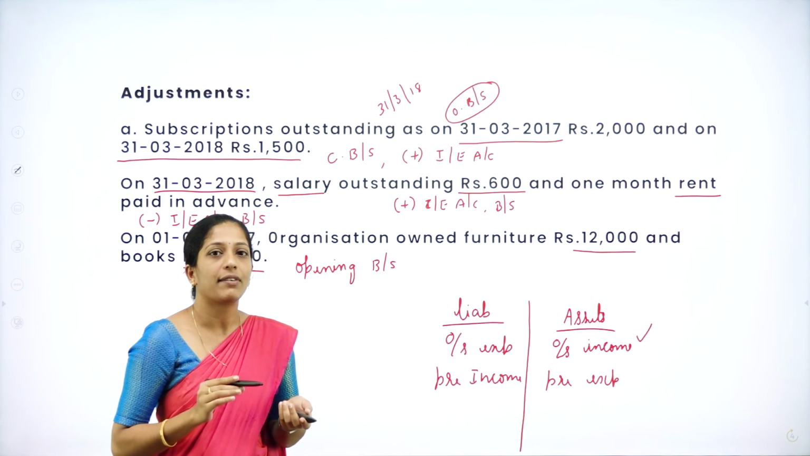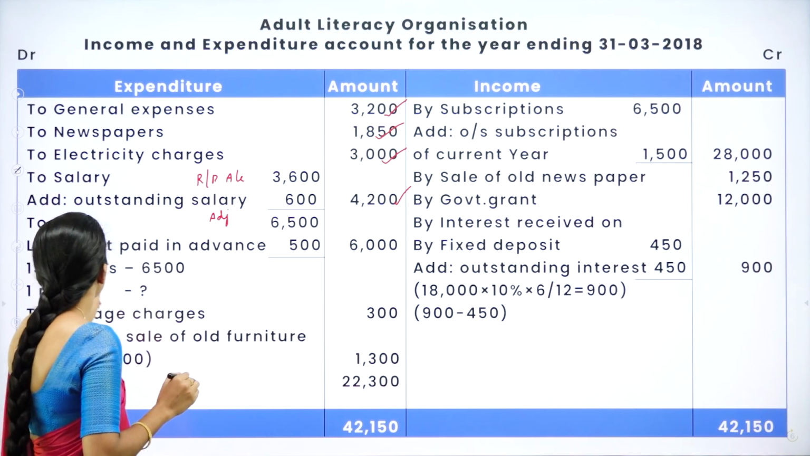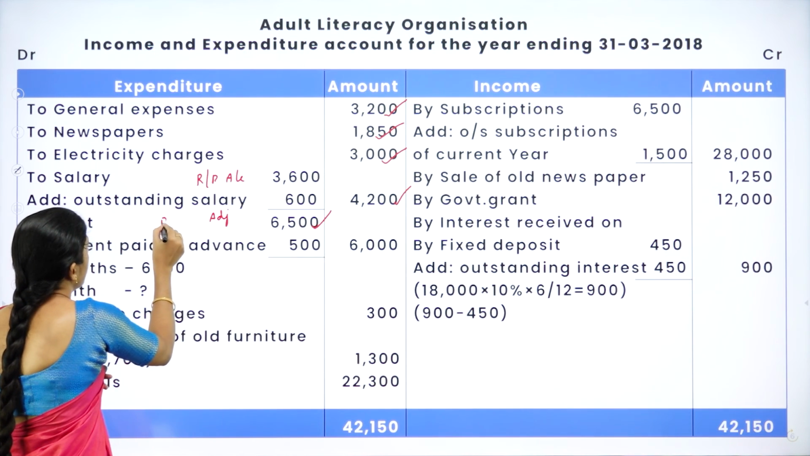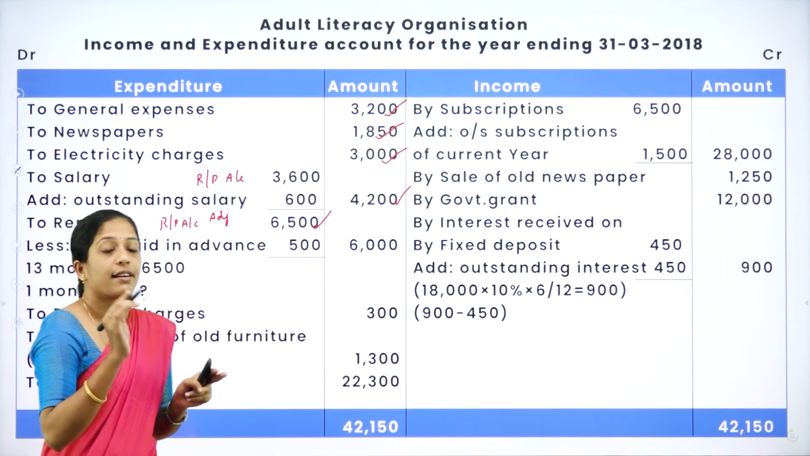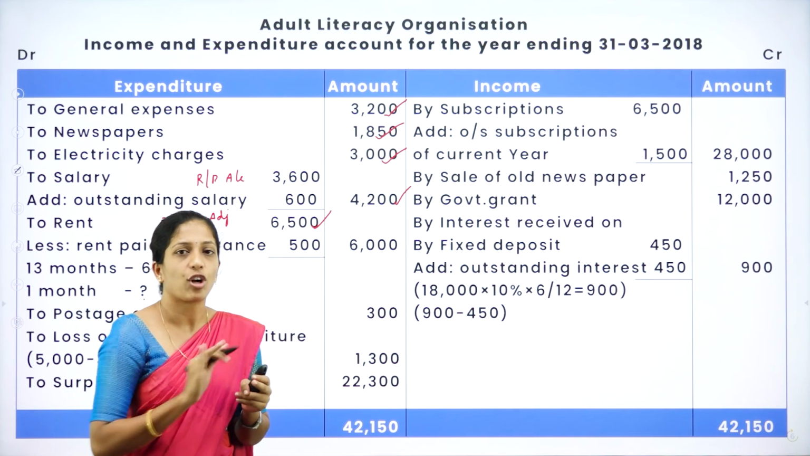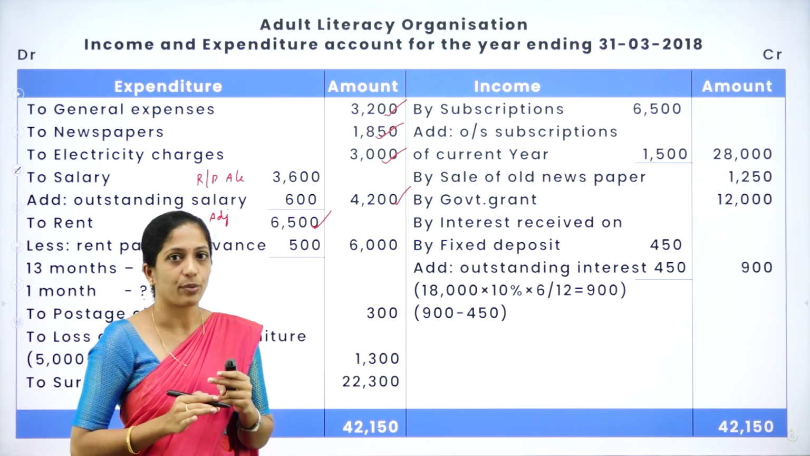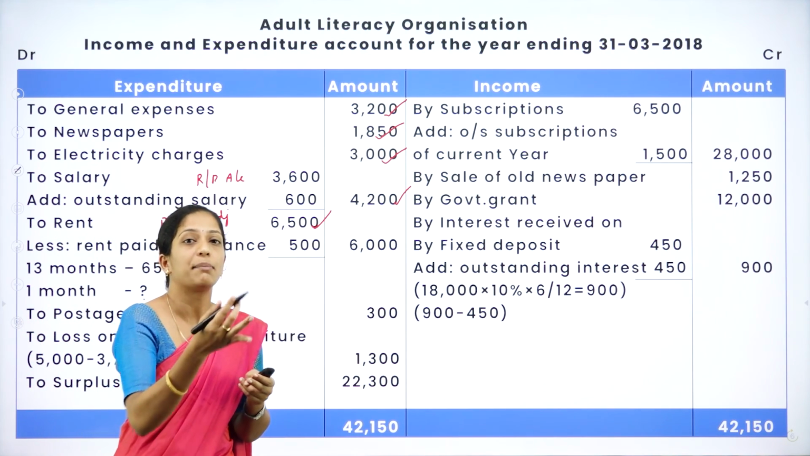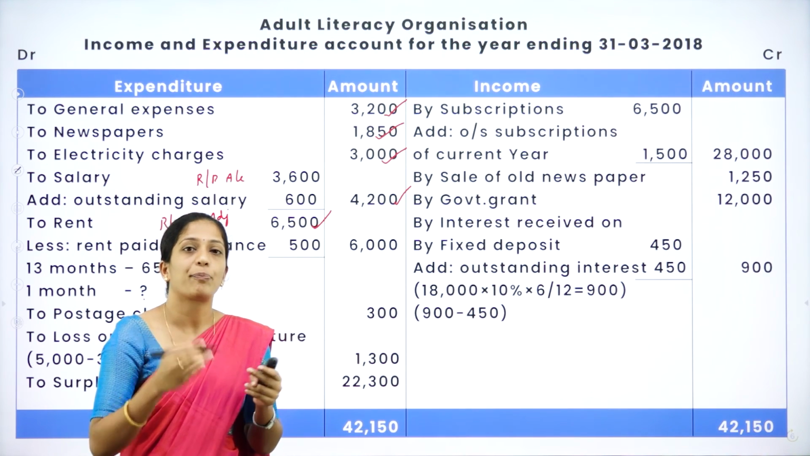But they have not given the amount. Now how to calculate the amount? We shall see how to calculate. So to rent 6,500 which is given in receipt and payment account, next, less rent paid in advance. They have not given the amount in the adjustment, but they have told that 1 month rent they have paid in advance, right? So we shall assume that they have paid 13 months rent, that 12 months they have paid properly, but 1 month they have paid in advance.